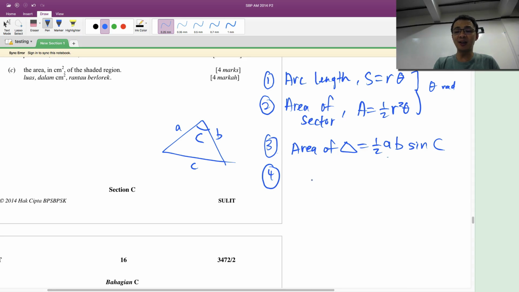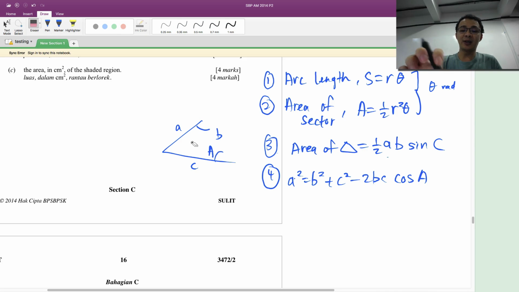And sometimes if you want to find a length and you do not have a right angle triangle, you will need to use this formula also. Let's say I want to find a square. So a square equals b square plus c square minus 2bc cos A, if this is angle A. If you want to find the length a, you will need to use this formula sometimes.